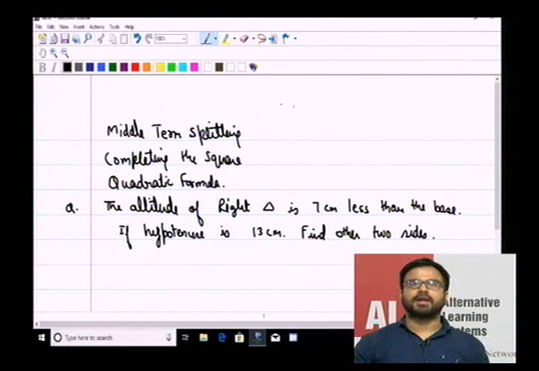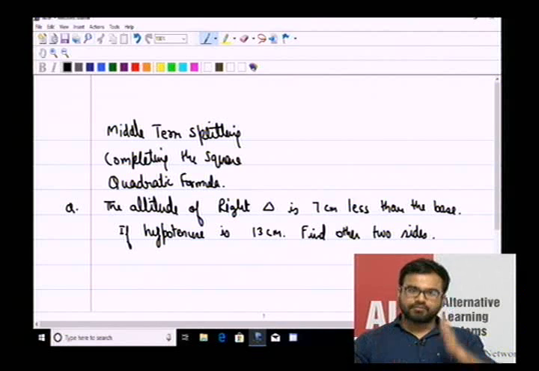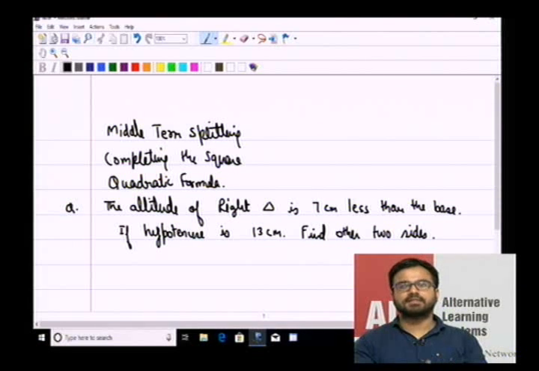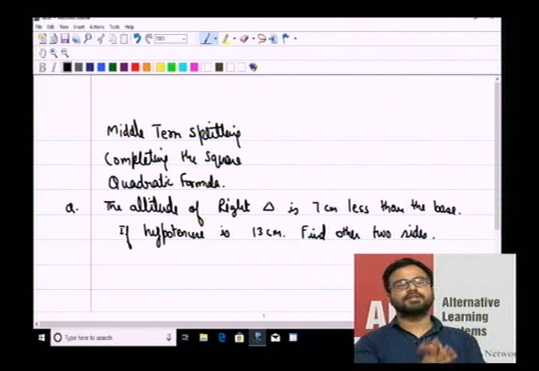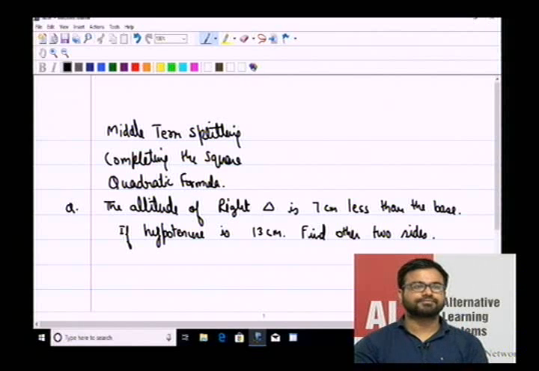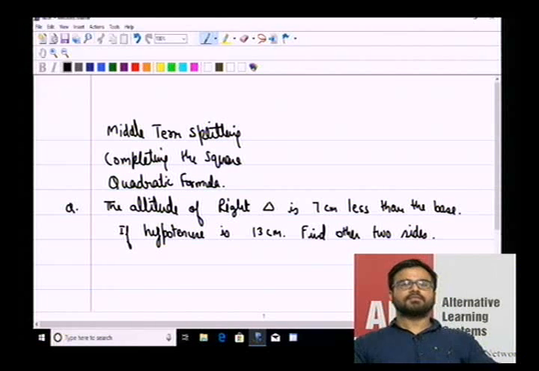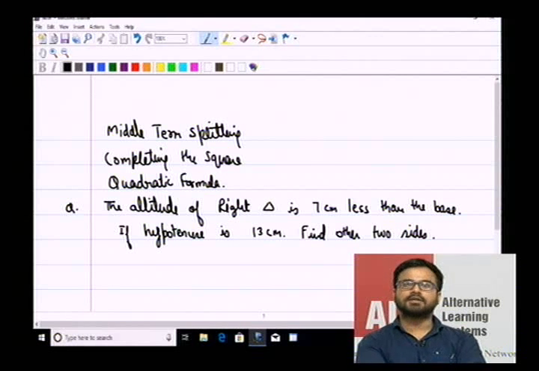So it says there is a right angle triangle. In that right angle triangle, we have the altitude, which we say the perpendicular, is 7 centimeter less than the base, and the hypotenuse of that right angle triangle is 13 centimeter. So using this data, you have to figure out the other two sides of the triangle. And the concept which you have to use over here is the Pythagoras theorem, since it's a right angle triangle.